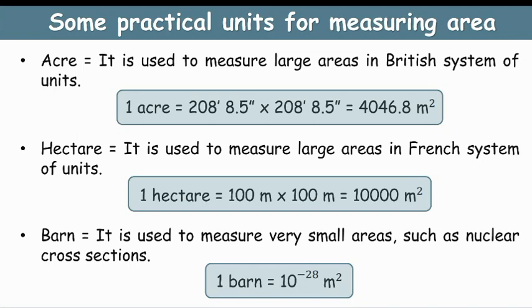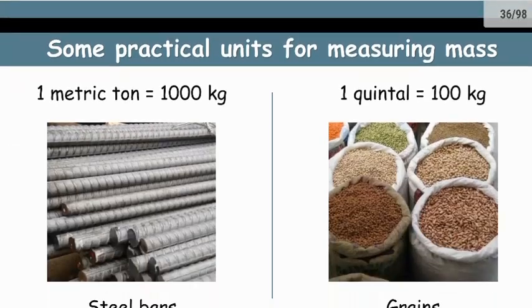Next are some of the practical units for measurement of area. 1 acre. 1 acre is equal to how many square meters? 4046.8 square meters, and 1 acre is equal to 40 kuntas. 1 hectare. This is the largest unit for measurement of area. 1 hectare is 10,000 square meters. For area, we multiply length into length, meter into meter, so we get meter square. So 1 hectare is equal to 10,000 square meters.